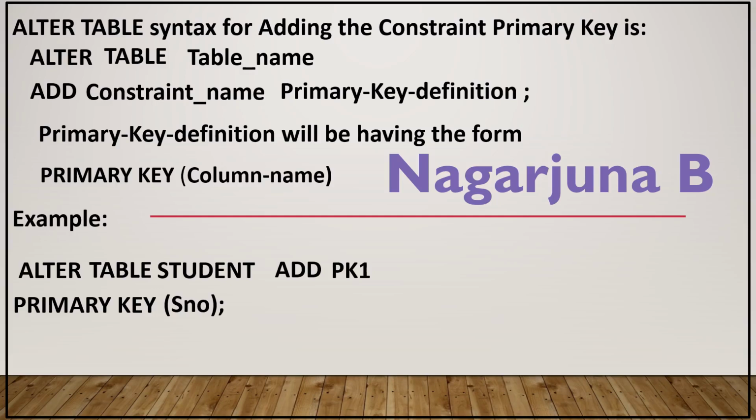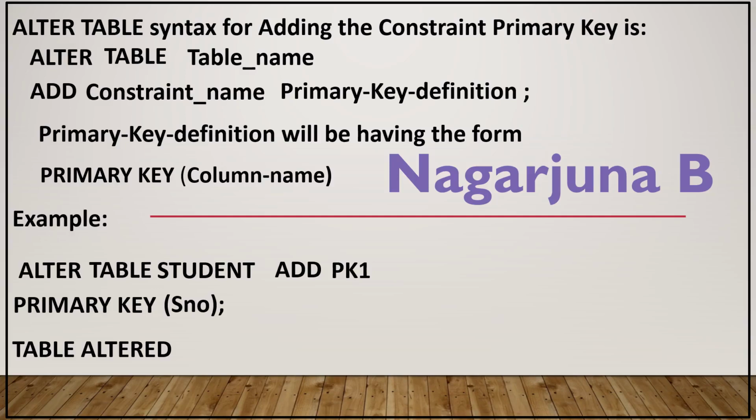After that, pk1 is a constraint name, primary key, within the bracket SNO, semicolon. When we execute this particular command, it will display the message as table altered. What it will do is make the constraint SNO a primary key. The constraint will be added, and that constraint is nothing but SNO is a primary key.